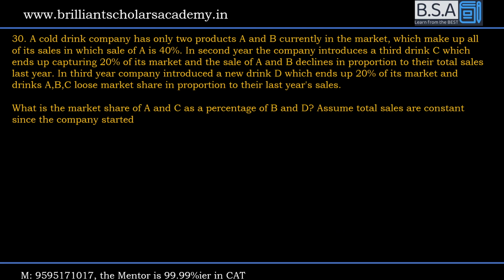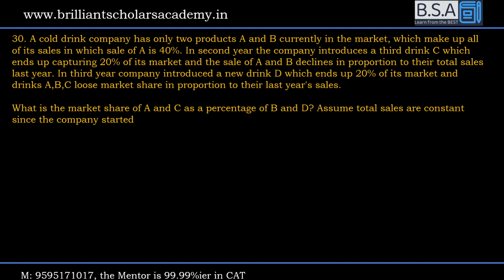A cold drink company has only two products, A and B, currently in the market, which make up all of its sale, in which A is 40%. In the second year, the company introduced a third drink C, which ends up capturing 20% of its market, and sales of A and B decline in proportion to their total sales last year.